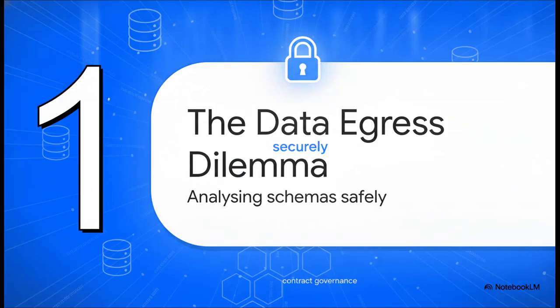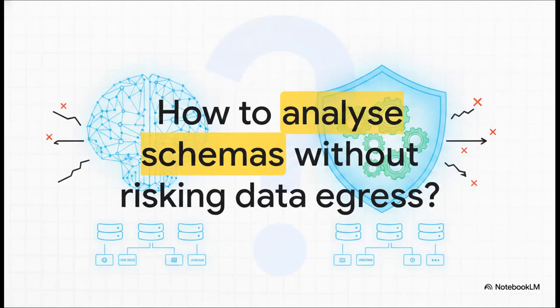Right. Section 1. The data egress dilemma. Analyzing schemas securely. So picture this. You've got this sprawling legacy schema, and you want to use a large language model to help classify the tables. Figure out which ones are core facts, which are lookups, junction tables, the whole shebang. Normally, you'd have to fire off your database metadata to an external cloud provider. But here's the million-dollar question. How do you analyze enterprise schemas without risking data egress?